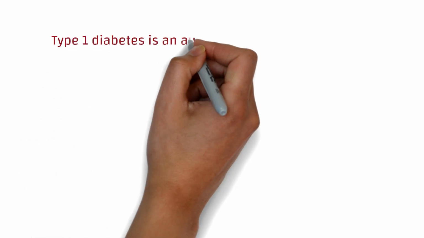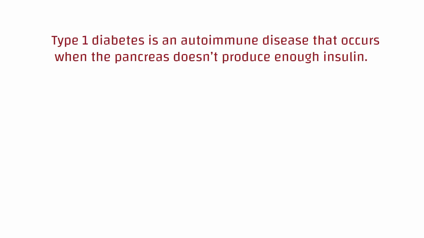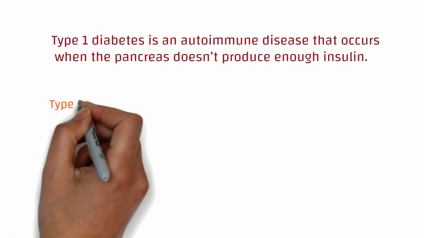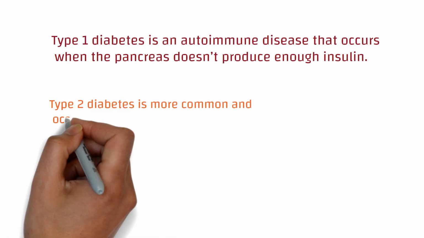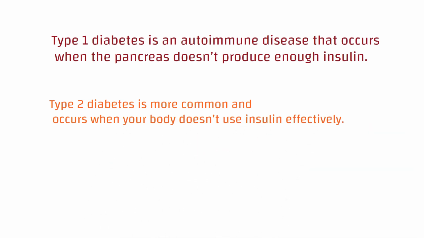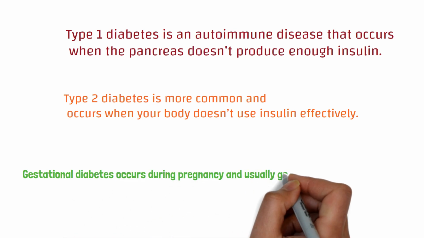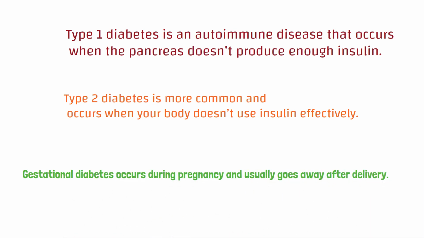Type 1 diabetes is an autoimmune disease that occurs when the pancreas doesn't produce enough insulin. Type 2 diabetes is more common and occurs when your body doesn't use insulin effectively. Gestational diabetes occurs during pregnancy and usually goes away after delivery.